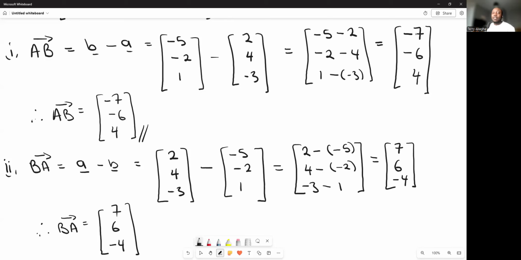So if you notice, AB and BA are exactly the same thing, but you just notice that the signs are different. We'll talk about that later, all right? But that's how you convert from position to a location vector. So it's very important. If you have AB, it's B minus A. BA is A minus B.